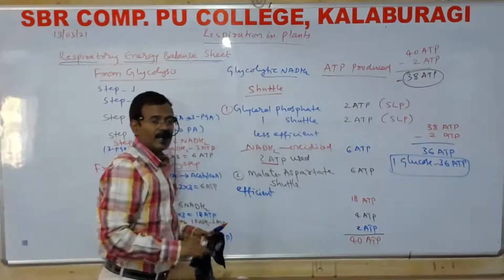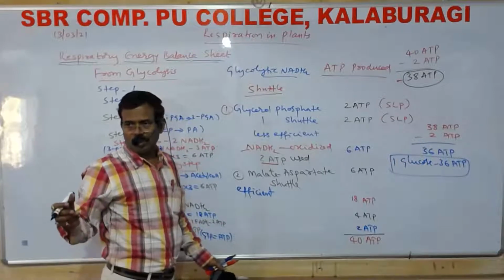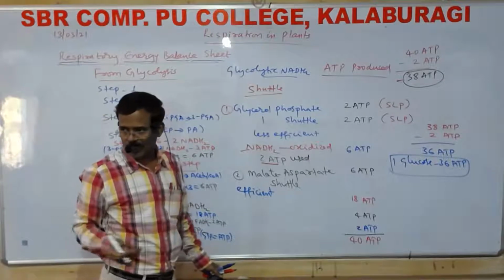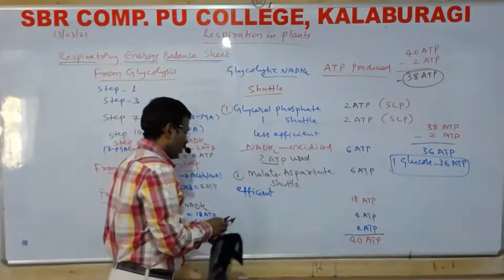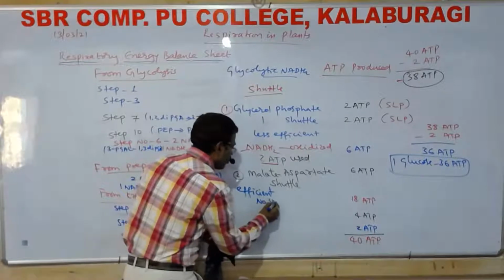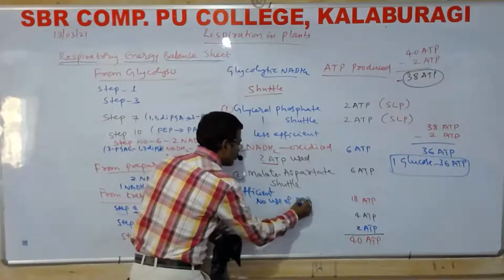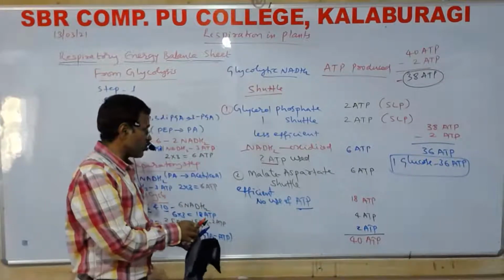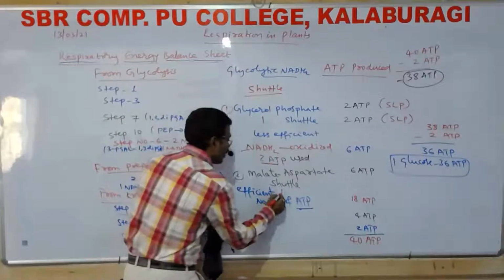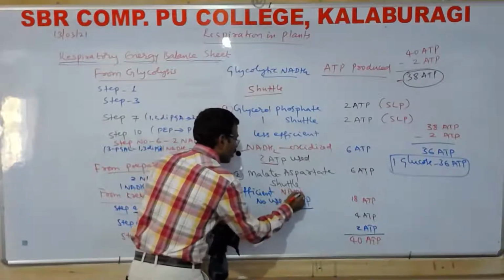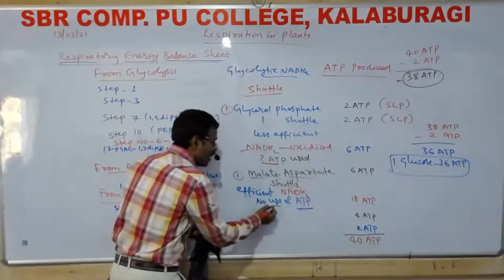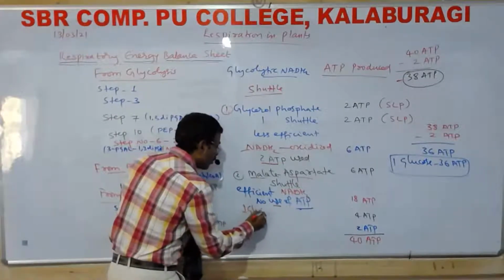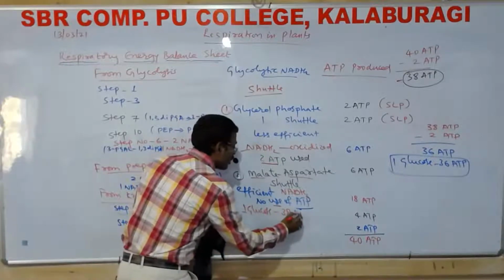It occurs in the kidney cells, all right? So here, no use of ATP. No use of ATP means one glucose can yield, see, if NADH2 is oxidized during this malate aspartate shuttle, ATP is not used. That means one glucose can yield how many? 38 ATP.